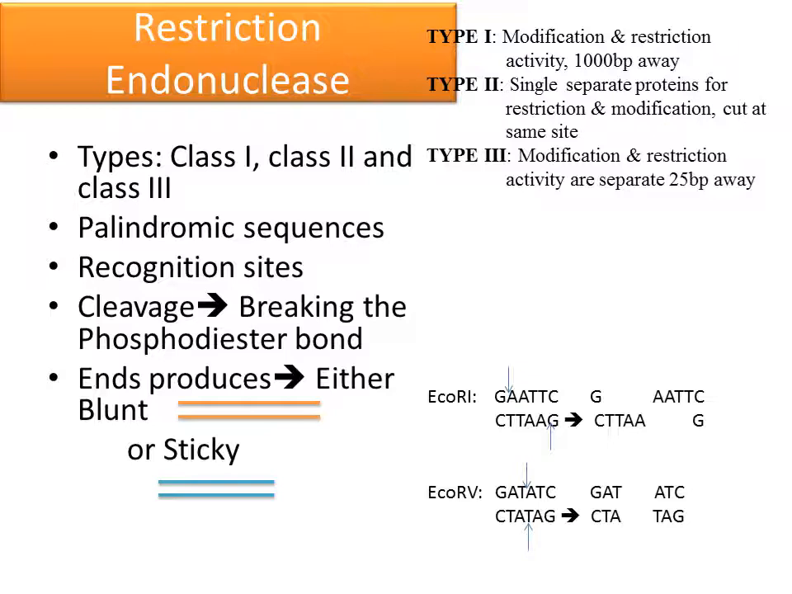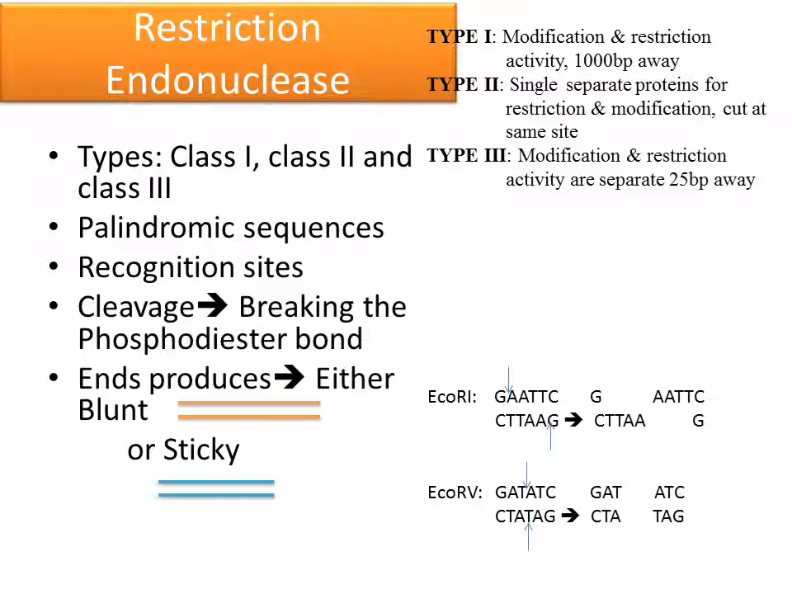Because type 1 will recognize the site, but it will cleave 1000 base pairs away, whereas type 2 will cleave at the exact location where it has recognized the sequence, and type 3 recognizes the sequence and then will cleave 25 base pairs away. So one is at the exact location, one is 25 base pairs away, and another is 1000 base pairs away. The most specific is type 2, which will cut at the same site.